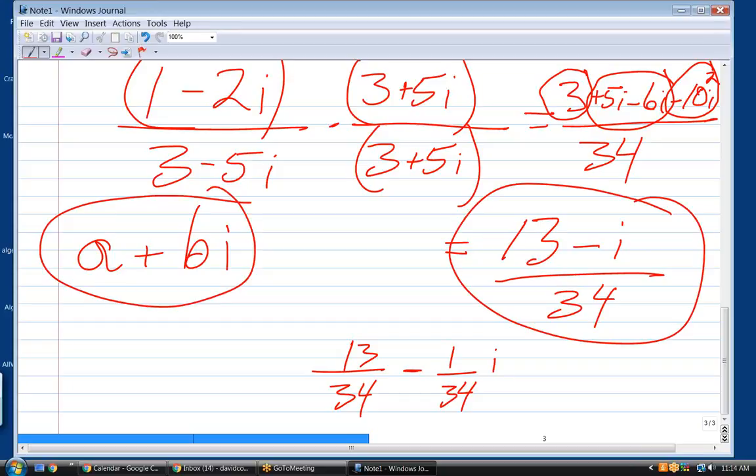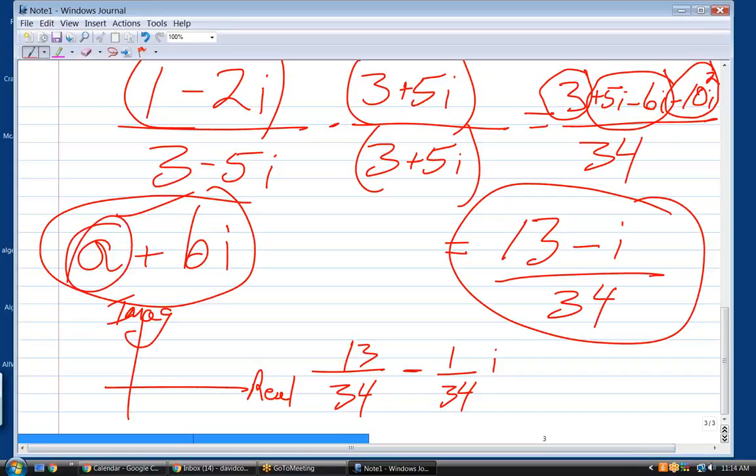Because if you want to graph this answer, you kind of have to put it in standard format to graph it. I don't know if you've talked about graphing, but that's the real axis, that's the imaginary axis. So whatever a is goes here, whatever the number b is goes there. So that's how you graph a complex number.